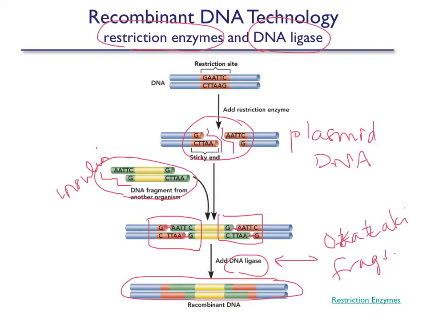Now, this plasmid DNA is mostly bacterial DNA, but now it has this human gene inserted into it. As such, we call this recombinant DNA. It has been recombined, some human DNA, some bacterial DNA, together into one piece of DNA. Any two sources of DNA that have been put together by DNA ligase, for example, can be called recombinant DNA.